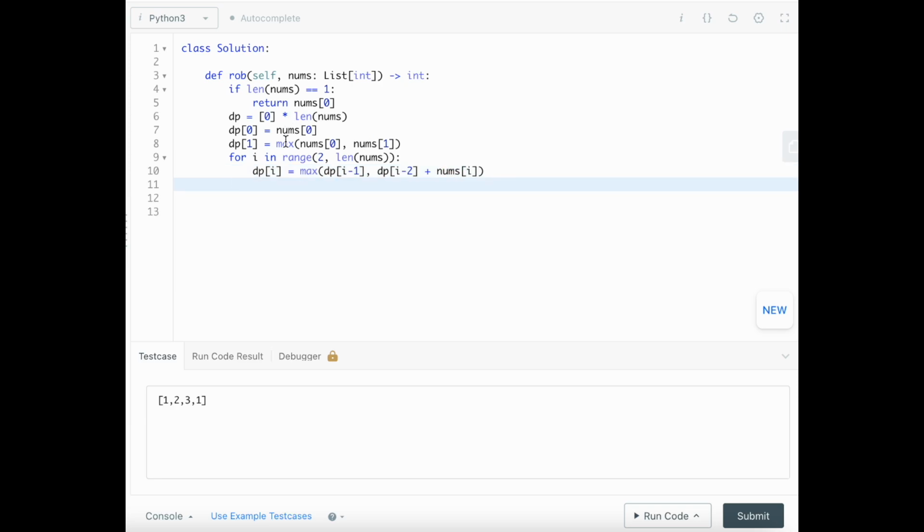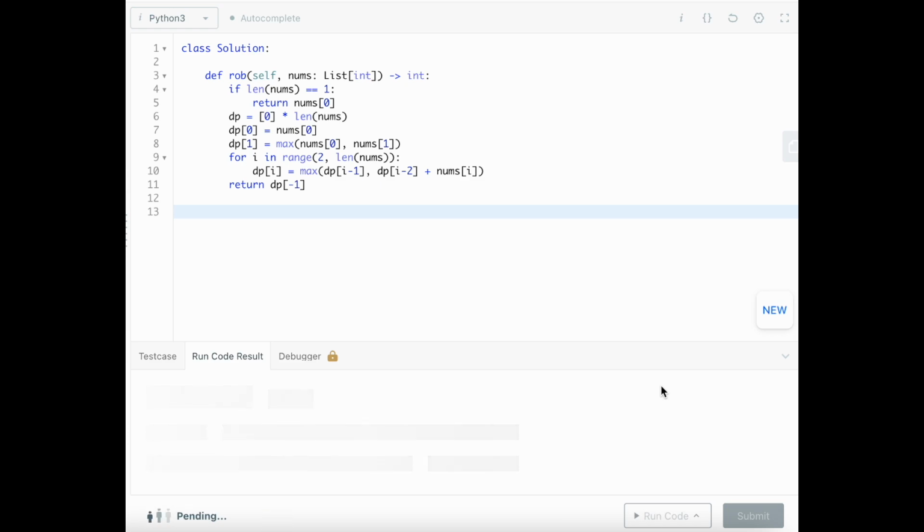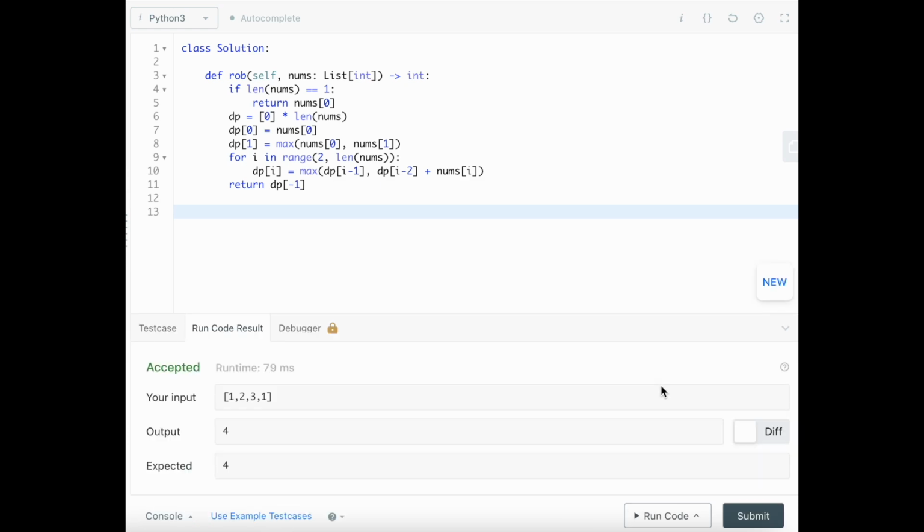So we calculated for all the n houses. So what are we going to return? We are going to return DP of minus 1, the last one, for the last house. Which means that we are combining all the houses, and we are going to return the maximum amount of money that can be robbed from the n houses. Okay, I think we are done. Let's quickly run the code. Yes, it is accepted.